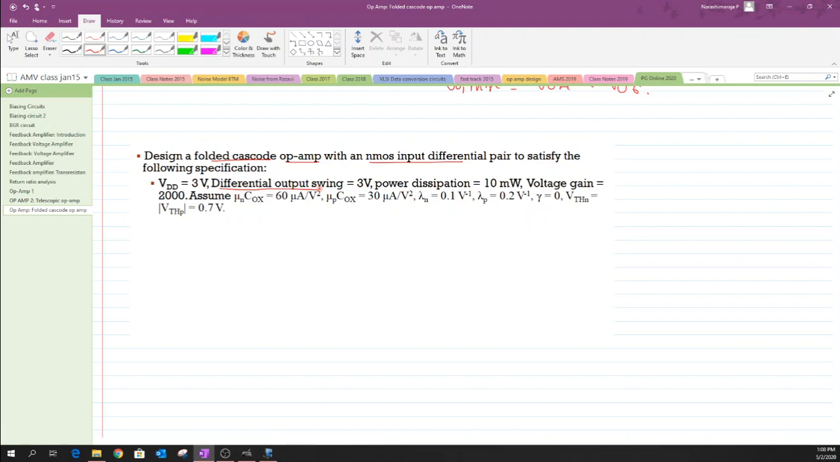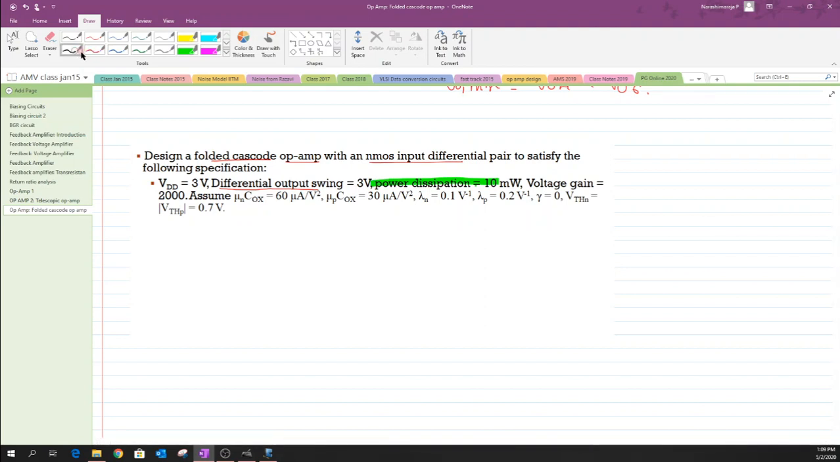Clear? So now again, as I stated earlier, since the slew rate specification is not given in this particular problem, one has to rely on the power dissipation spec in order to realize the bias current that is flowing through this circuit structure.